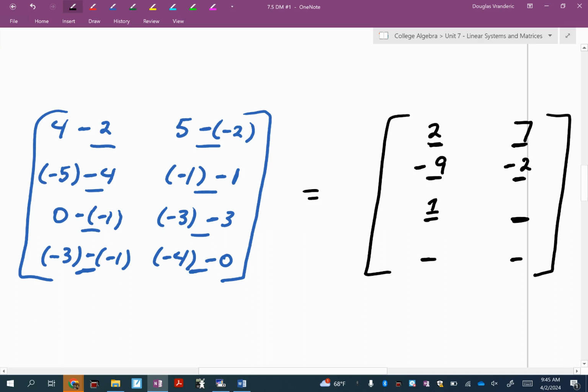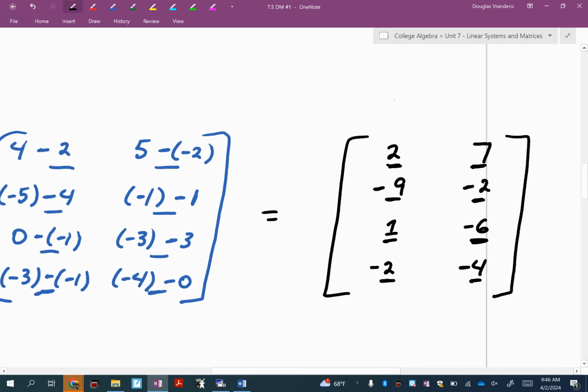Okay. Negative 3 minus 3. Negative 3 minus a negative 1. Negative 2. Remember, this becomes adding. Negative 3 plus 1 is negative 2. And this one should be the easiest one. Negative 4 minus nothing is negative 4. So this right here is our answer matrix. And that is it.